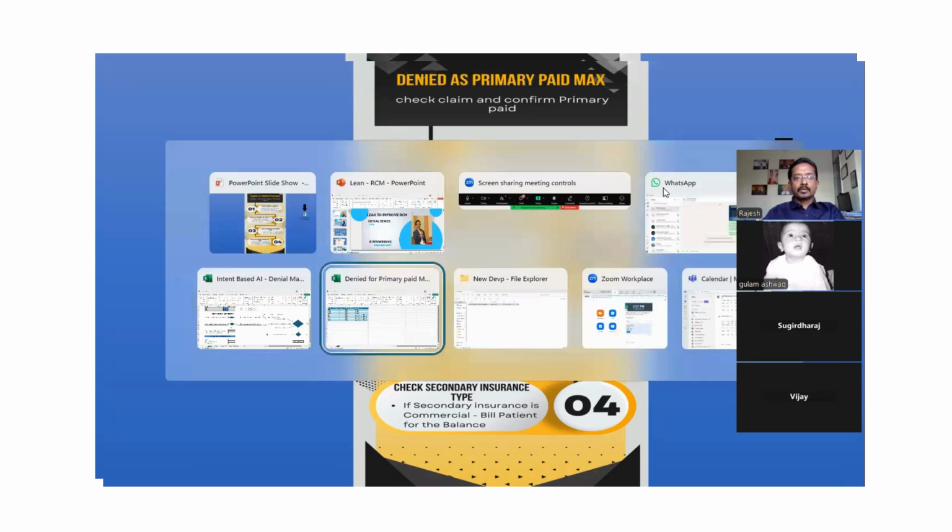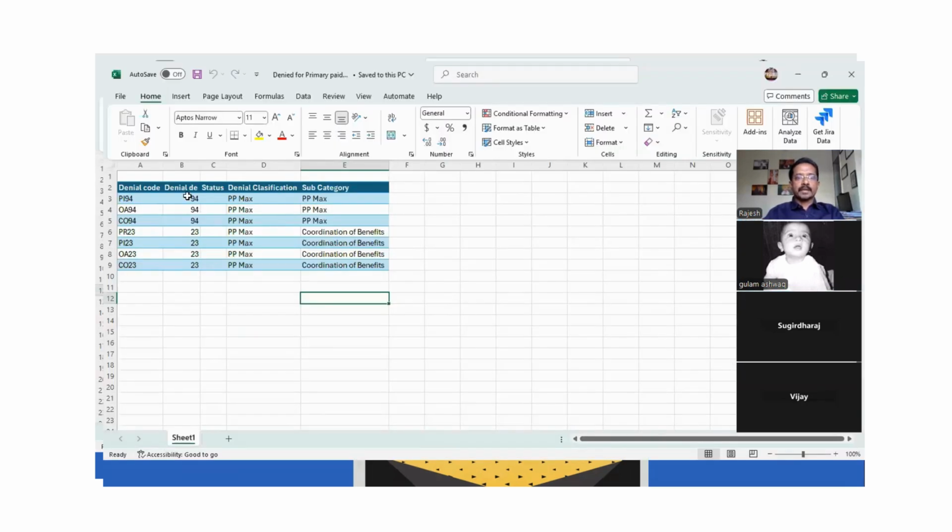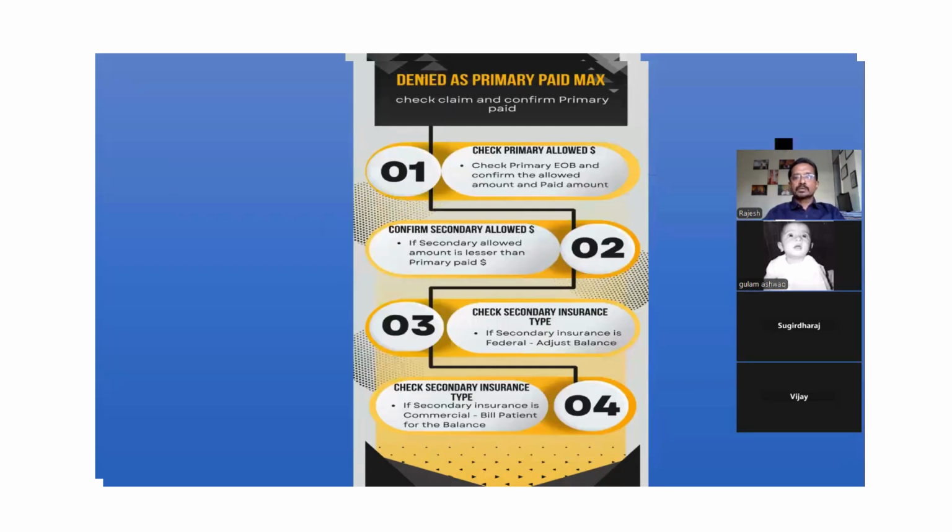Let me open this. You have only two codes for this, 94 and 23. These two codes are the PP max codes. Whenever you get these codes, you first check whether the primary paid or not. Before the primary pays, you may get an EOB from secondary that will trigger you, but confirm whether you received a payment from the primary. And second, check the primary allowed amount. How much is the allowed amount by the primary insurance?